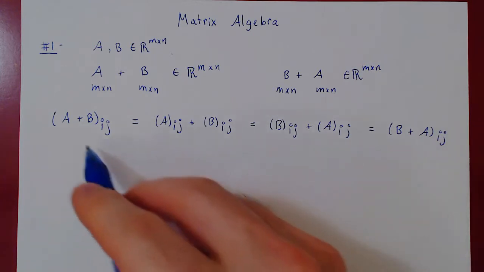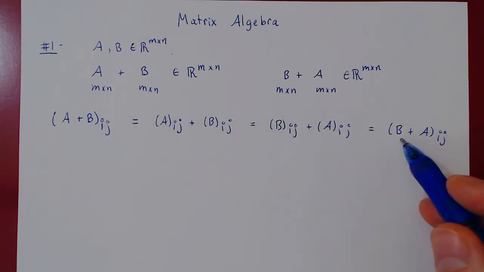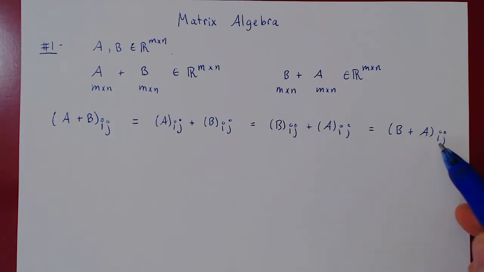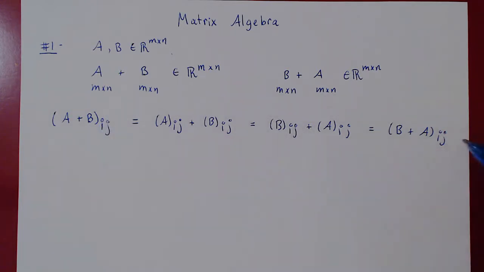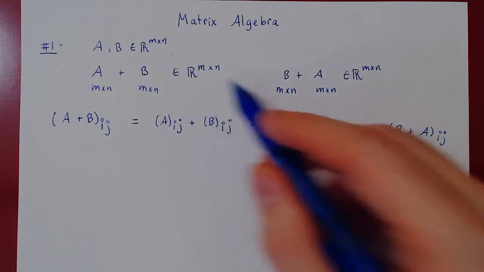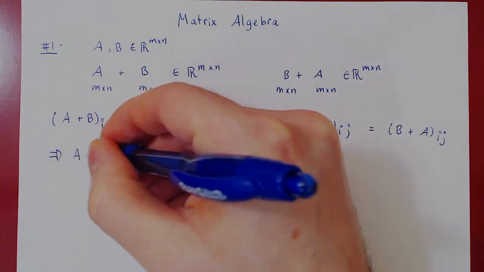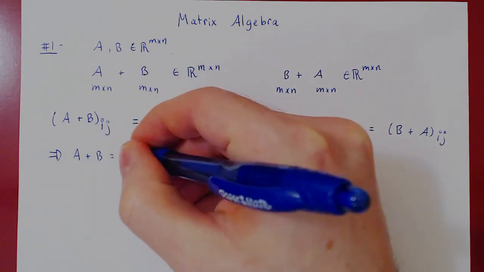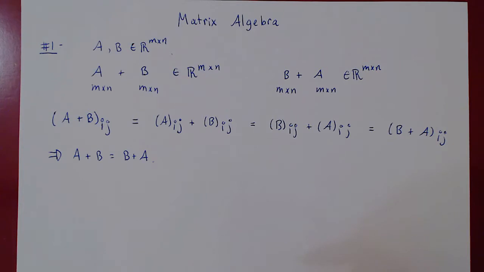So you see, this proves that the entry in A plus B in the ith row, jth column is the same as the entry in B plus A in the ith row, jth column. This proves that matrix A plus B has the same corresponding entries as matrix B plus A. And as they have the same size, this proves that A plus B is equal to B plus A. And we're done. See, that wasn't so hard.